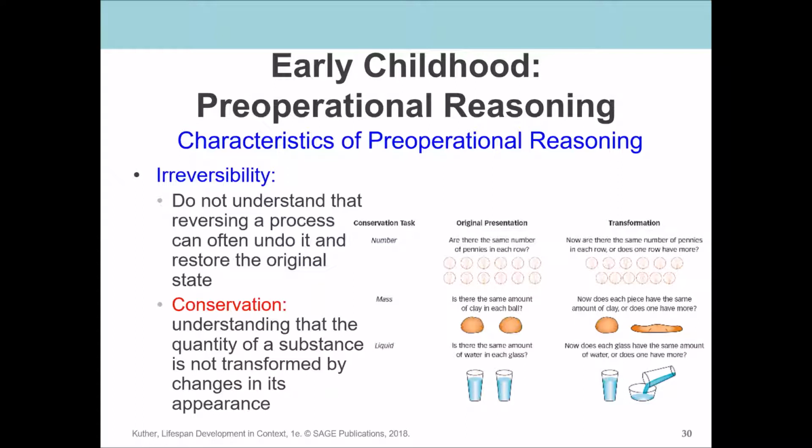Now, as adults, you can see, well, all you did was spread them apart. There are still only 6 pennies in each row. But a child will focus on just one part of a stimulus, again bringing this back to centration. They will focus instead on the width of the row and ignore the spaces in between, and they'll say that the top row has more.